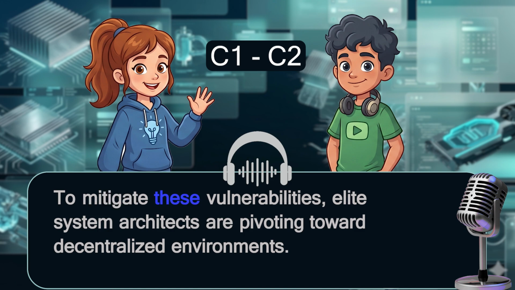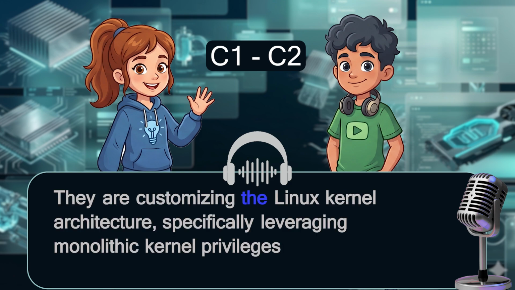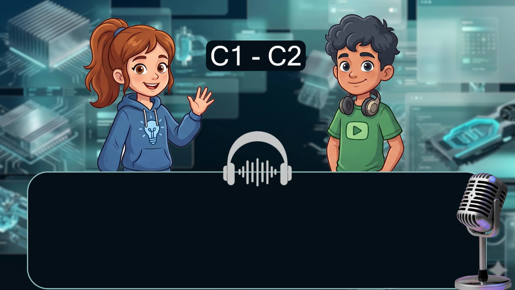To mitigate these vulnerabilities, elite system architects are pivoting toward decentralized environments. They are customizing the Linux kernel architecture, specifically leveraging monolithic kernel privileges to isolate sensitive system calls, enforce strict access controls, and prevent malicious exploits at the root level.